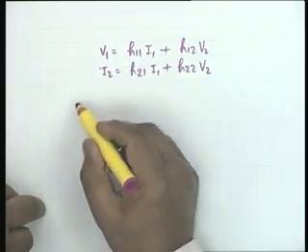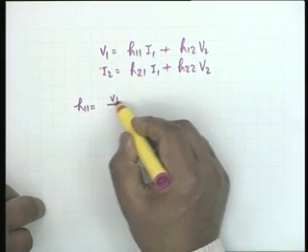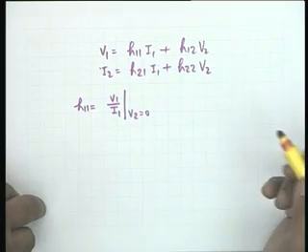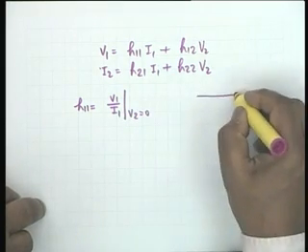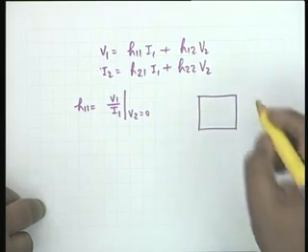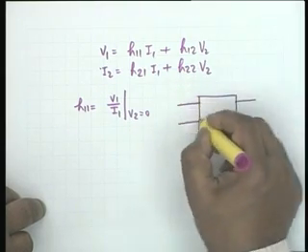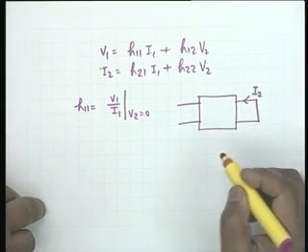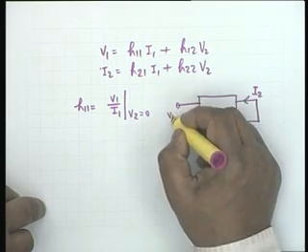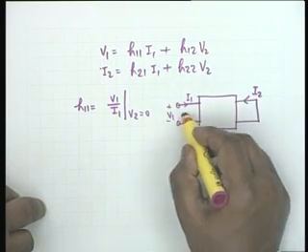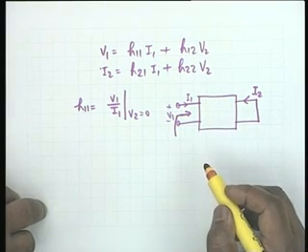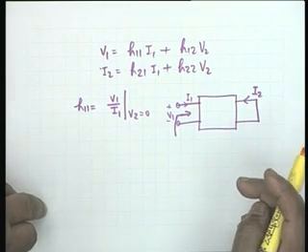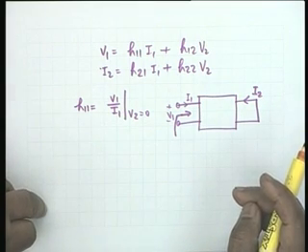Now, if you look at the definition, H11 obviously is V1 by I1 with V2 equal to 0, the output short circuited. We will go very slowly. Let us look at the condition. V2 equal to 0 means this is short circuited. This is the current I2, which is not of interest. What is of interest is V1 by I1, the input impedance under short circuited output.